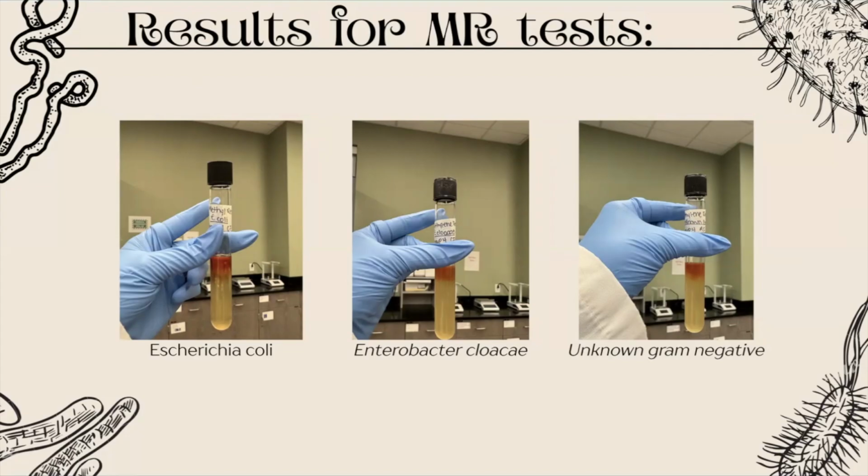And for the unknown gram-negative, we see a red top layer visible. We indicated this as a positive, which just means it performs mixed acid fermentation. It's kind of similar to E. coli.